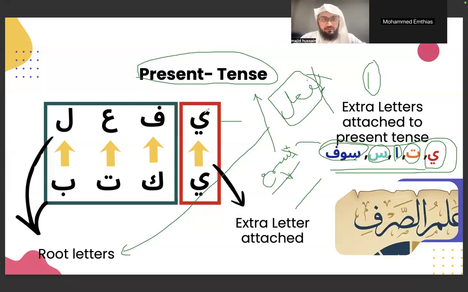Any question on this, brother? Yes. Can you Yeah. just give an example of a verb beginning with sofa?